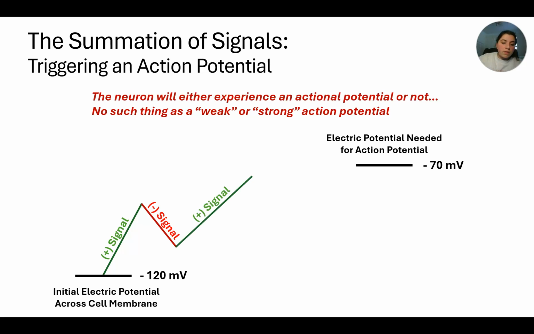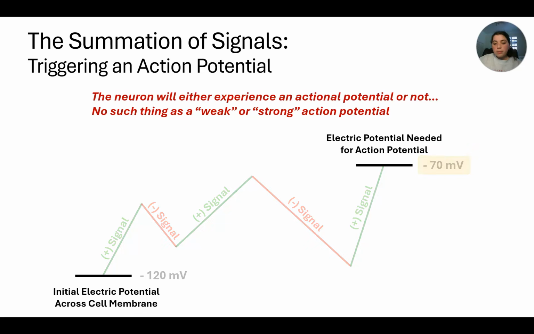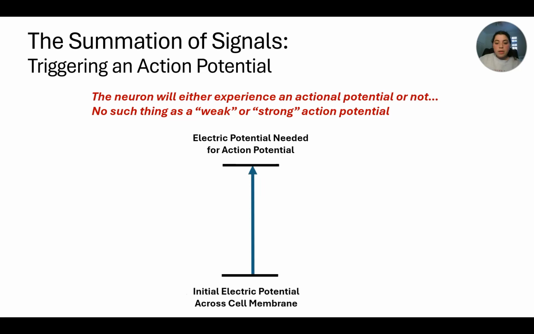But then let's say the neuron receives more excitatory signals and it gets a little bit closer to the action potential threshold. And then there's a negative signal that brings it down again, but then there's enough of a positive signal received that you ultimately get to that negative 70 millivolt threshold. Well, what happens then, once you reach that threshold, is that there is going to be an action potential. Because of this all or nothing process, it doesn't matter what pathway you took to get from your original negative 120 millivolts to the negative 70 millivolts. Once you reach that threshold, you're going to get an action potential. And so this is just sort of a conceptual way to understand how an action potential works in the brain.